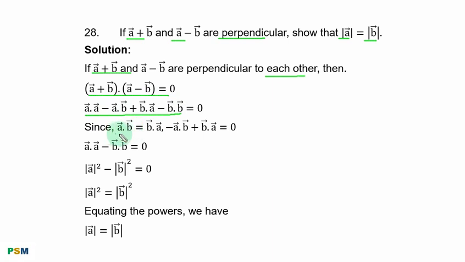You need to note this: the dot product of two vectors is commutative, and when you add these two terms, it is equal to 0. Hence, we are left with this minus this in this form. The dot product of a vector by itself is equal to the square of the magnitude of the vector. We transfer this term to the right hand side, it becomes positive. Equating the powers, we have the magnitude of vector A equal to the magnitude of vector B.